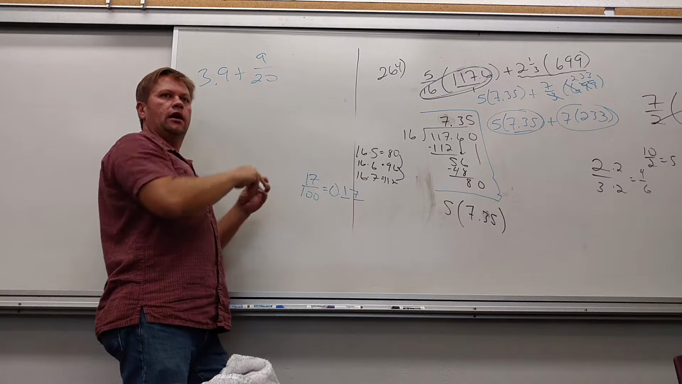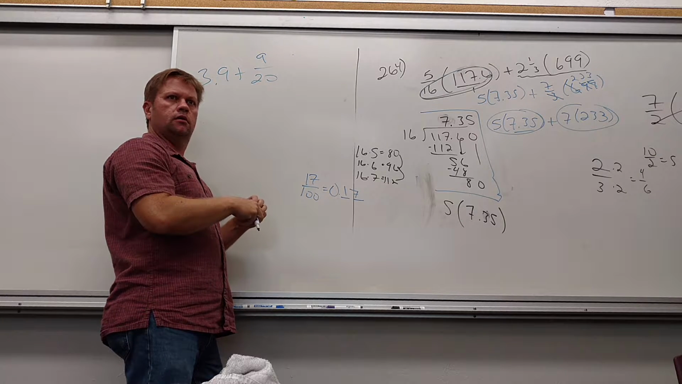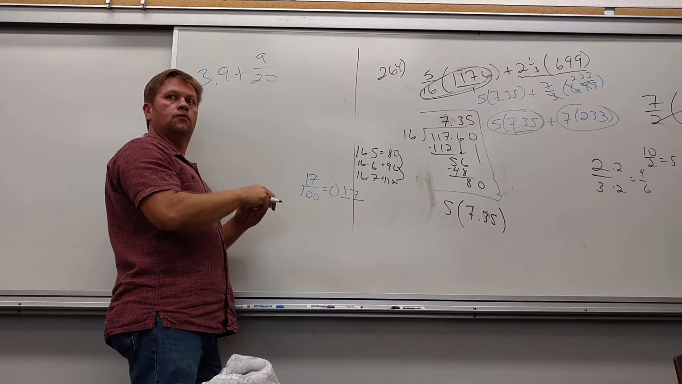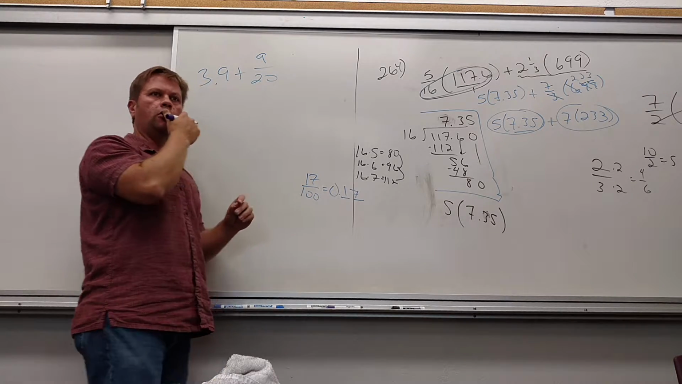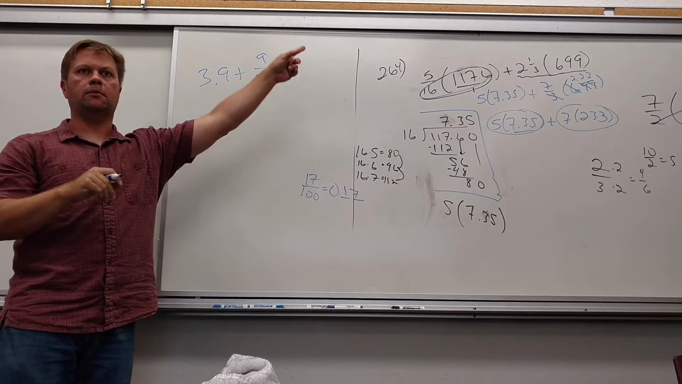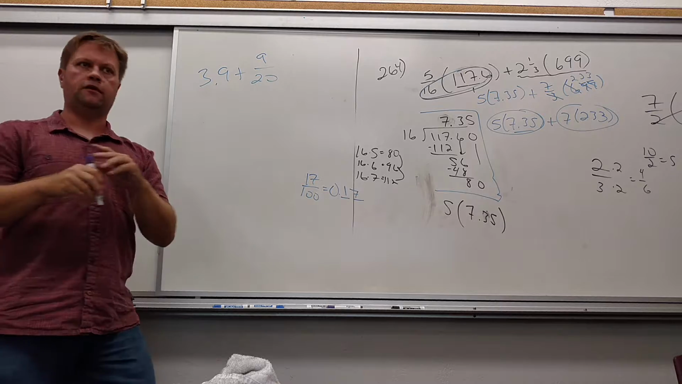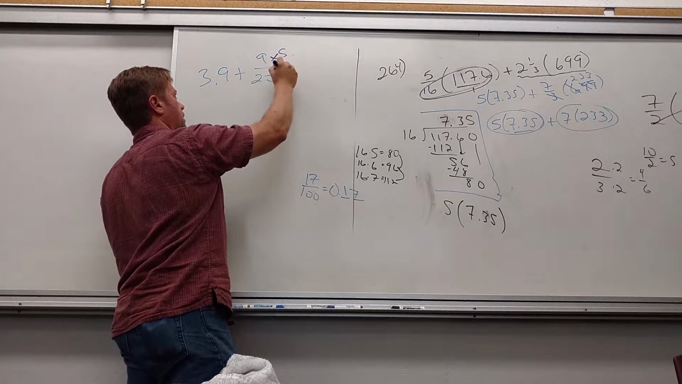That would be 200. How to make it over 100? You add a decimal in between the two. No, we're overthinking it. What do I multiply 20 by to make it become 100? By 5. All right, so do the same thing to the top and the bottom.